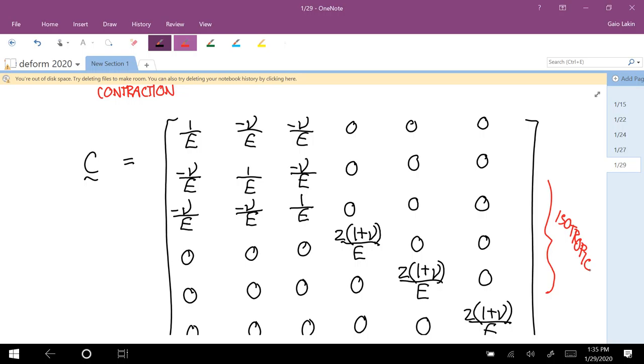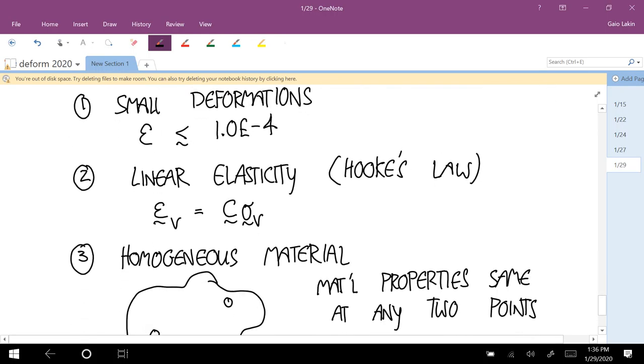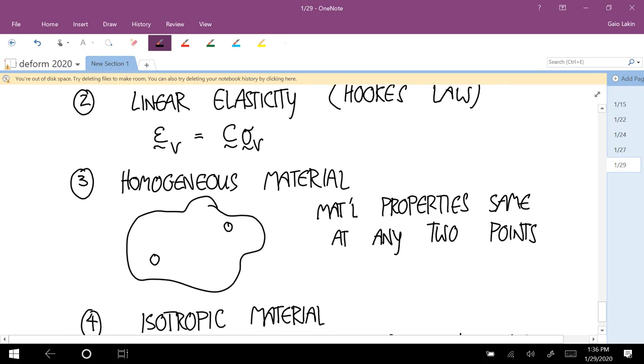Now, some of these ideas can still be used on things that aren't isotropic, but usually you just have to do it sort of direction by direction. You can't use the matrix approach, and I'll talk about that more when we get to specific things. Okay, anybody have any questions about the compliance matrix or the assumptions for this class?